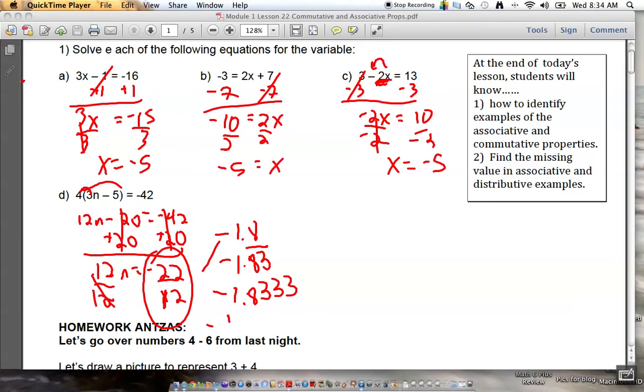This is right. 1.83 with a line just over the 3. And if you did that, you would get full credit. I wouldn't deny you credit. But my point is, why in the world would you take the time to do that extra step? Why wouldn't you just leave it?